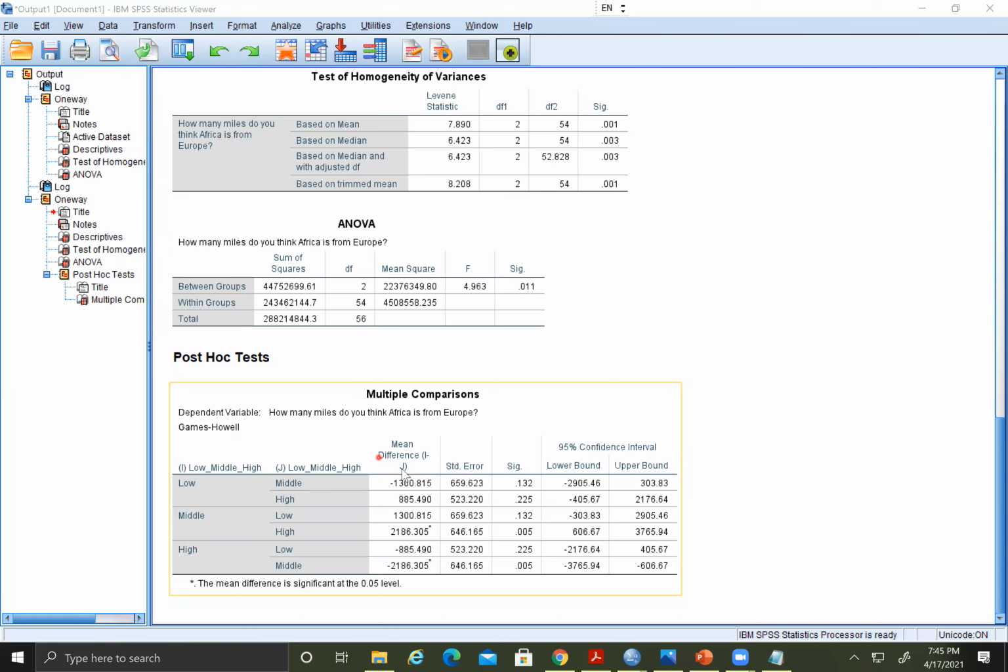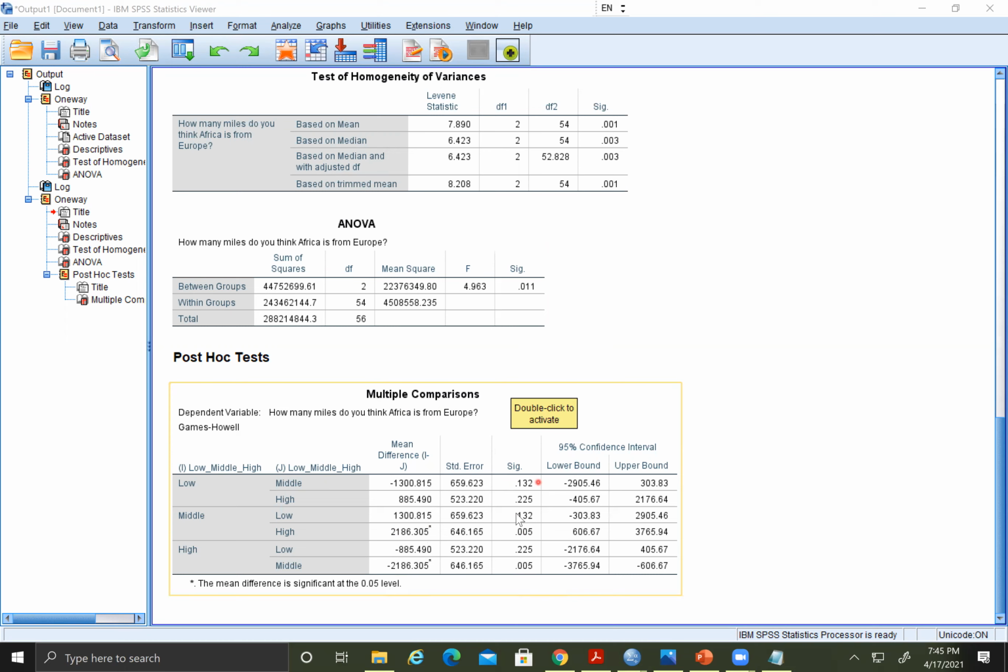Now this is the mean difference, and this is the standard error for this mean difference, and this is the significance, the probability for such a mean difference. See what's the probability associated to that mean difference. And this is the 95% confidence interval for this mean difference. So what we do here is first check the probability, which is the sig here. These are the probabilities associated to the mean differences reported here.